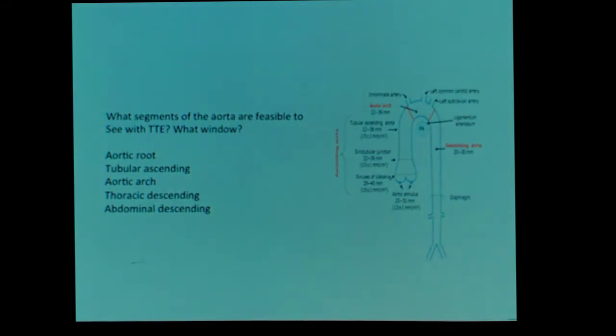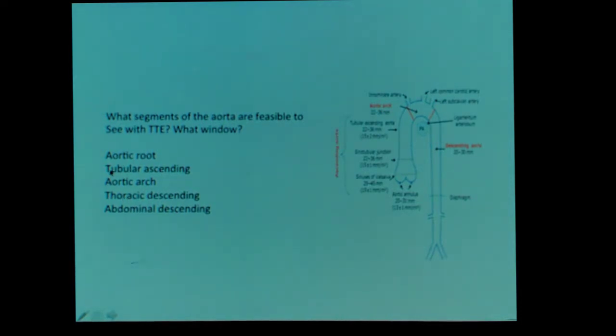Having said that, there are a lot of acute aortopathies, like a hematoma or ulceration in the aorta, that are not necessarily going to involve the descending aorta. But the bottom line is, we're going to talk about this here in a sec. So what segments of the aorta are feasible? Aortic root, aortic arch, and abdominal descending. I would say this no, this no.